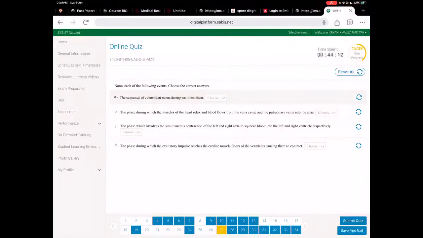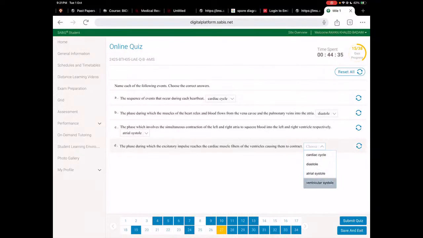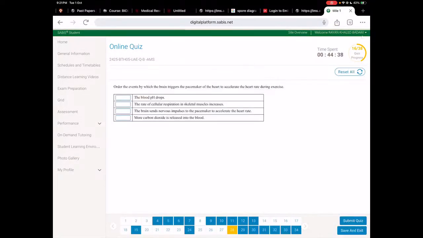Okay, so name each of the following events. The sequence of events that occurs during each heartbeat is a cardiac cycle. Muscles relax. Whenever you see muscles relax, it's going to be diastole. Contraction of the atria, atrial systole. Contraction of the ventricles, ventricular systole.